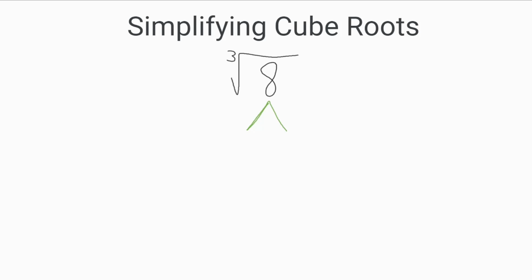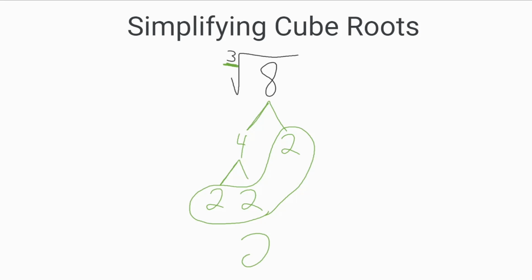Two numbers that multiply to 8, well, 4 and 2. I can still break down something here, and that's the 4. That can break down into 2 times 2. Now, because we're dealing with a cube root, I need to look for groups of 3. Well, I have 3 2's here, so I'm going to group them up, and that's what comes out. So the cube root of 8 is just 2.